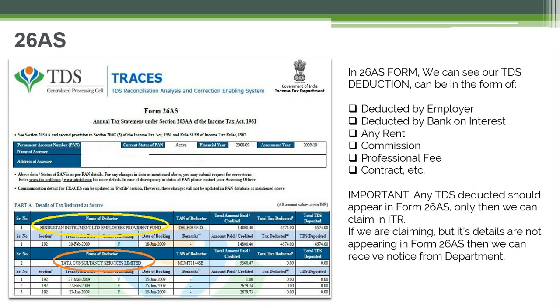Otherwise, if you are putting in figures on a random basis and your TDS deductions are not appearing in form 26AS, then you may receive a notice from the department. So you have to be very careful while filing an ITR. You have to check the 26AS before getting into the TDS process.